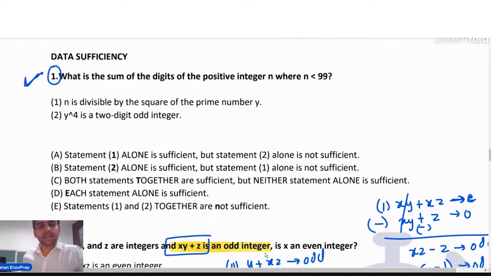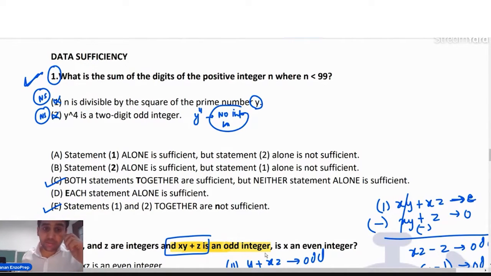Now, when you look at the first statement here, it says n is divisible by the square of a prime number y. Now, we don't know what the prime number is, and that gives us no information about n. We don't know how y relates to n, at least not with the second statement individually and independently of the first one. So both of these statements individually are not sufficient. And once you've been able to knock both these statements out, you realize that the answer is either going to be C or it's going to be E. So now you have a 50% chance of getting this question right.